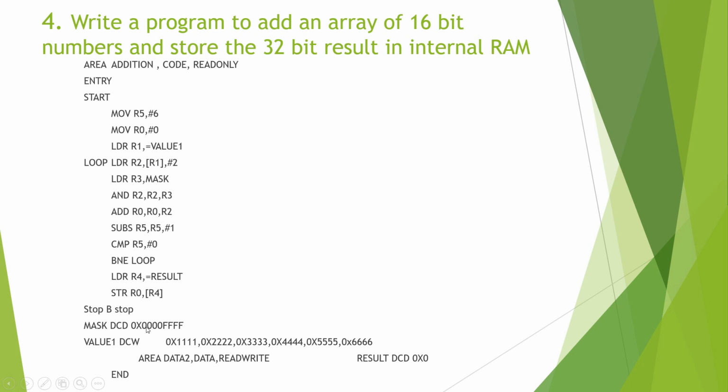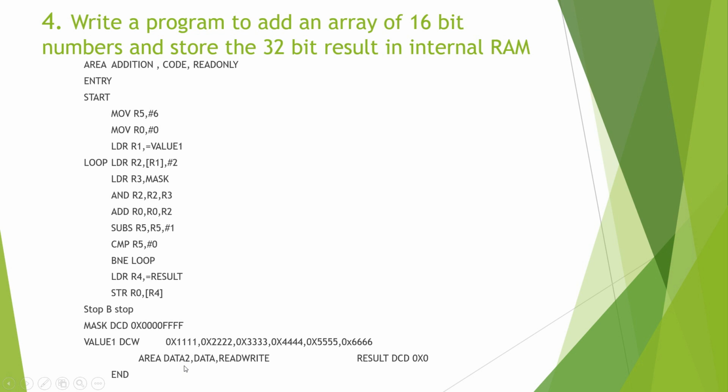When doing the AND operation, the upper bits are masked out and we just retain the 16-bit number, which is moved to your R2 register. Then we do the add operation. The first number that we have with R0 is 0, so it adds 0 with the 16-bit number, and the result is stored in R0.